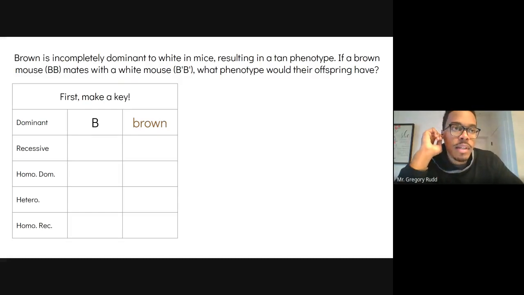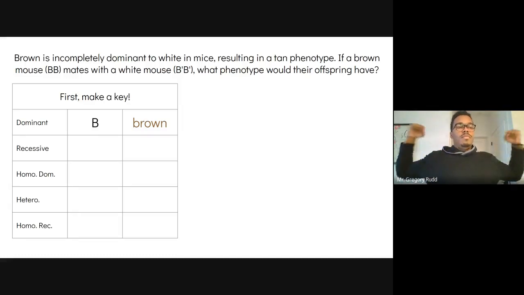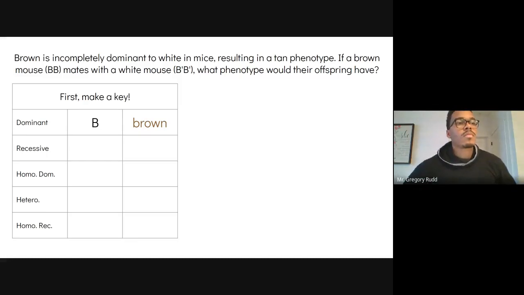Remember, this is incomplete dominance. It says brown is incompletely dominant to white. So what is the recessive allele here? What is, okay, now, Brianna, remember, this is incomplete dominance. So let me go back really quickly.